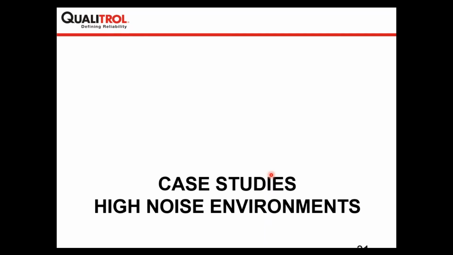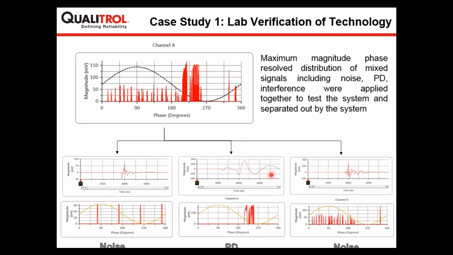The first case study is very simple. We had the lab verification of the technology where we introduced different types of signal. This was the cumulative view, showing all the activities. In this lab verification, we introduced a real partial discharge on the power cable. We also had some random noise and some repetitive noise.